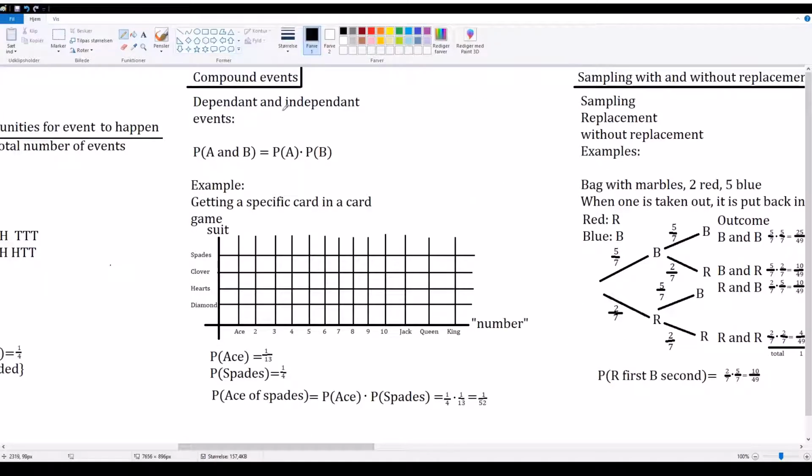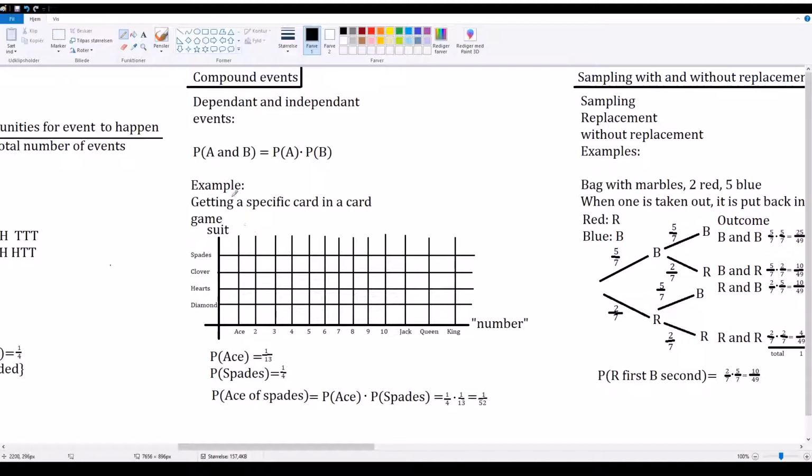Next we have compound events, and compound events are essentially events which are dependent and independent of each other. This is represented by P of A and B equals P of A times P of B. So here's an example. It's getting a specific card in a card game. This is best represented by a 2D grid. Here we have all the different suits: spades, clubs, hearts, and diamonds, and all the aces, or all the numbers, quote unquote. So ace, 2, 3, 4, 5, 6, 7, 8, 9, 10, jack, queen, king.